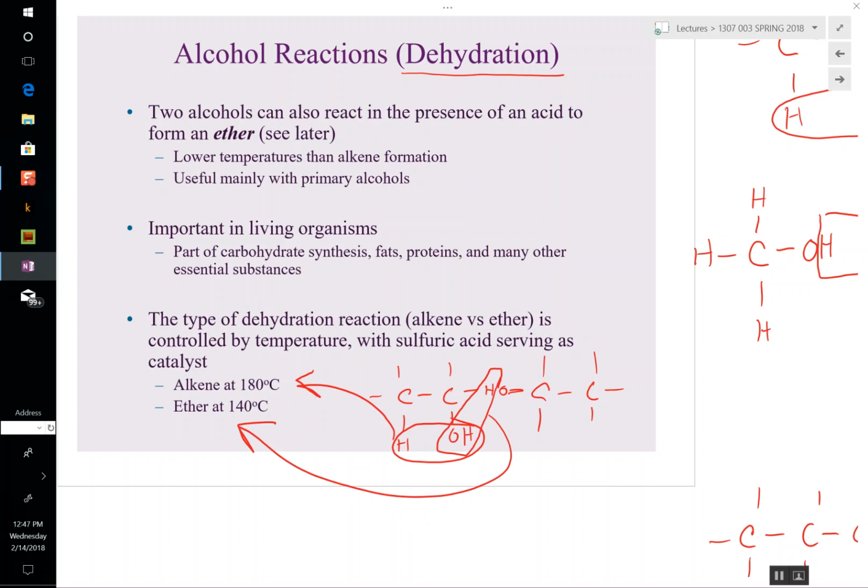Don't worry too much about this. Just know that alcohols can dehydrate two different ways. One forms an ether. The other one forms an alkene. There are two ways of dehydrating an alcohol. One is in the molecule itself, where you eliminate the water. To form an ether, you have to eliminate the water from between two molecules.